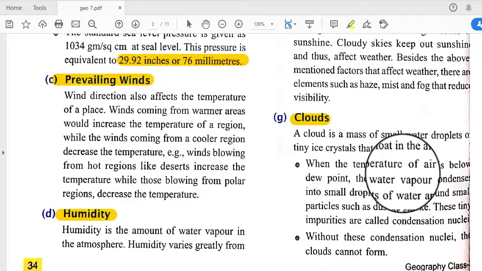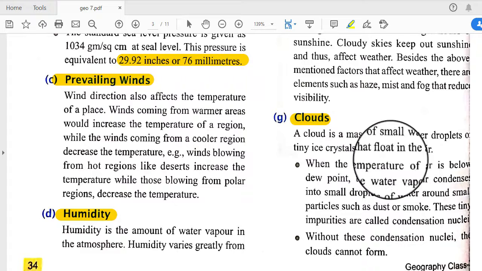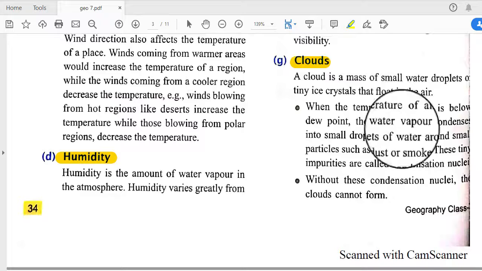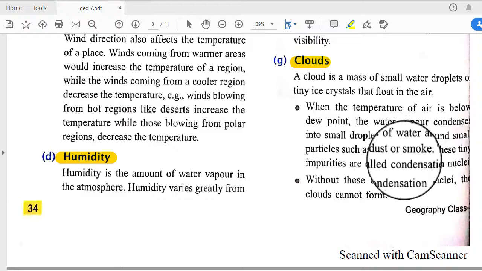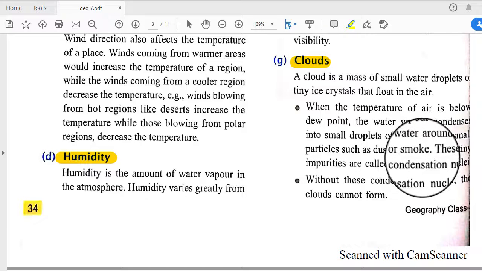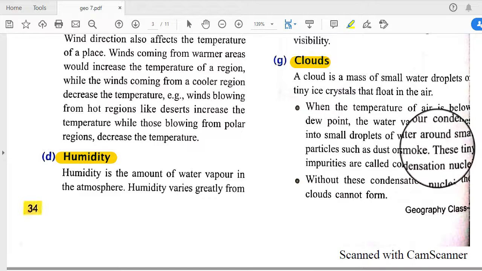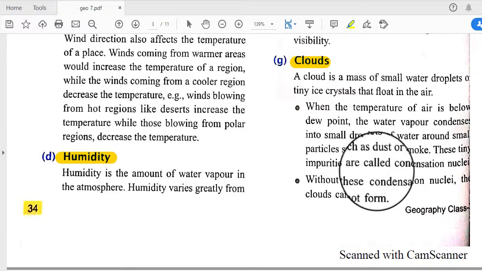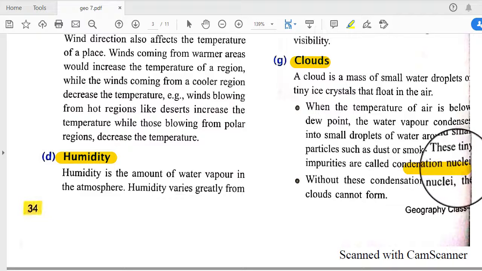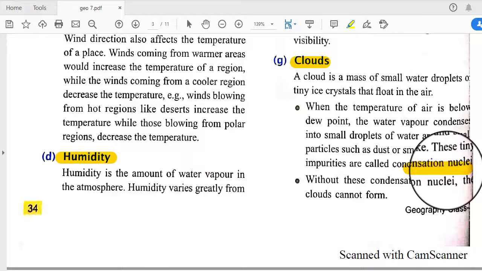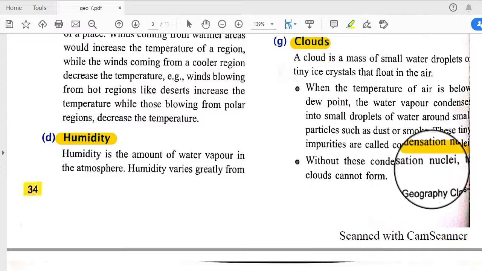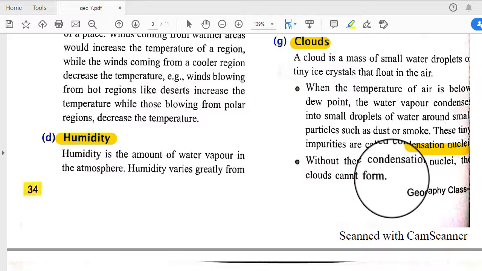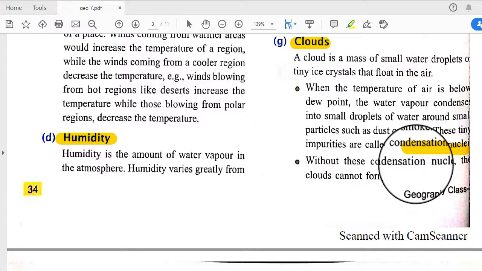Next is clouds. A cloud is a mass of small water droplets or tiny ice crystals that float in the air. When the temperature of the air is below dew point, the water vapor condenses into small droplets of water around small particles such as dust or smoke. The water vapor stays in the atmosphere with the help of dust and smoke, and these tiny impurities are called condensation nuclei. Without condensation nuclei, clouds cannot form. So in the atmosphere there should be condensation nuclei.